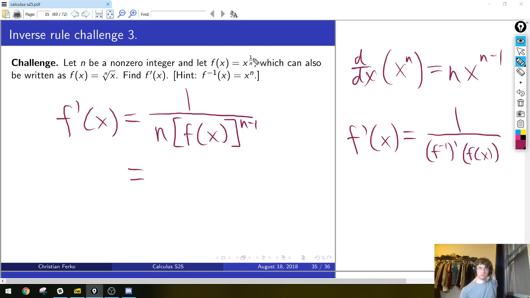f of x equals x to the power of 1 over n. Good. So thinking, power to a power. So this is going to be, is this going to be x to the negative 1? Well, let's see. So power to a power means multiply them. So what's 1 over n times the quantity n minus 1?